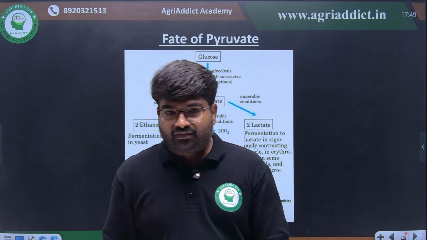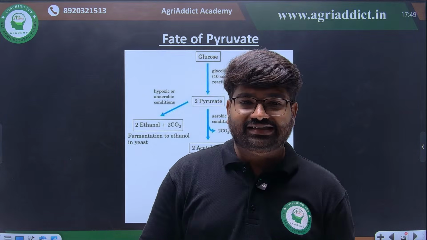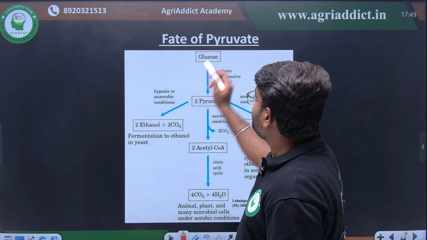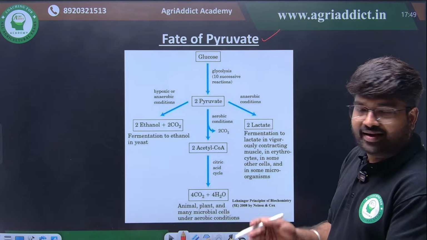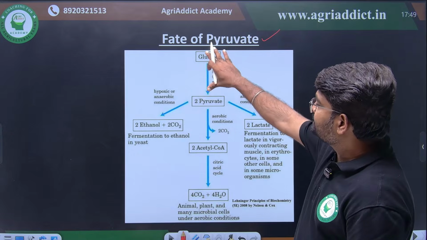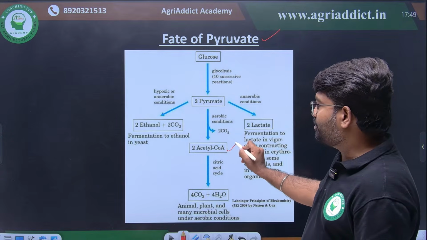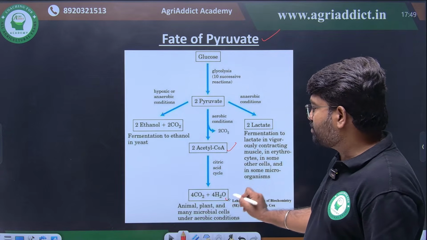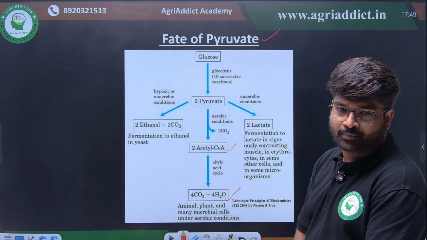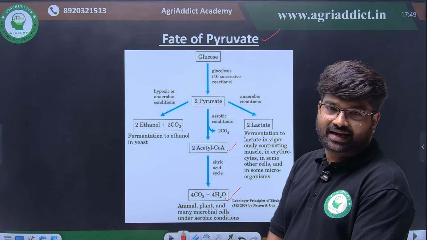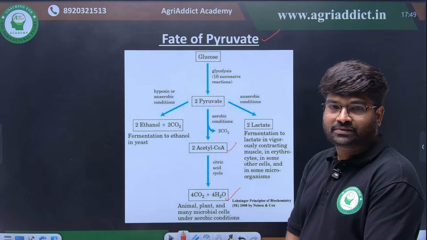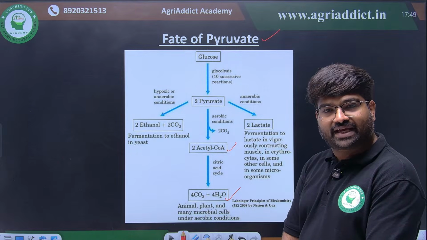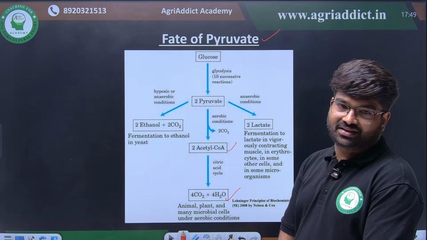We know that at the end of glycolysis, pyruvate will be formed. What is the fate of this pyruvate? If aerobic condition is there, this pyruvate will be converted into acetyl-CoA. This will be converted into carbon dioxide and water. So much ATP, NADH, and FADH2 will be produced, which will enter the electron transport chain for increasing ATP synthesis.